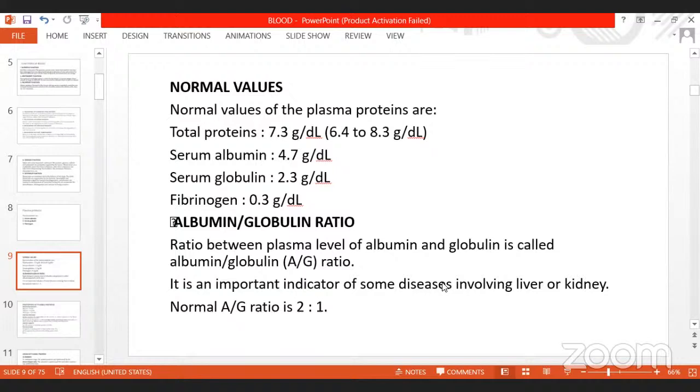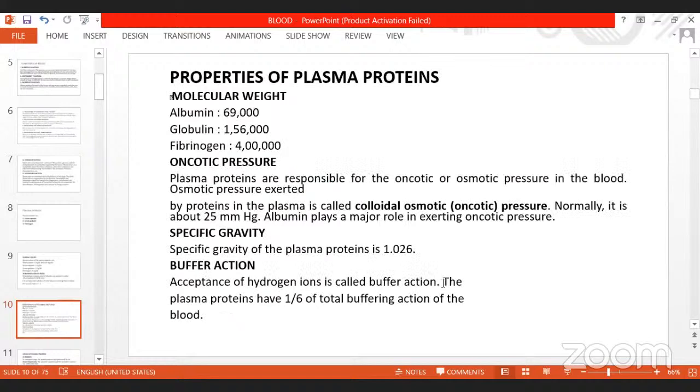And the albumin globulin ratio, that is the ratio between the plasma level of albumin and globulin, is an important indicator of a disease involving liver or kidney. The normal albumin globulin ratio is 2:1. Coming to the properties of plasma protein, the molecular weight of albumin is around 69,000, globulin is 1,56,000, and fibrinogen is around 4 lakh.